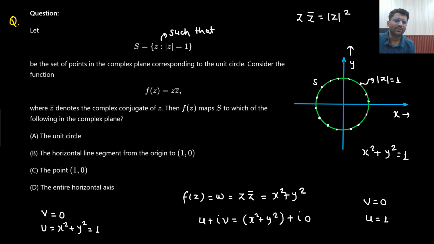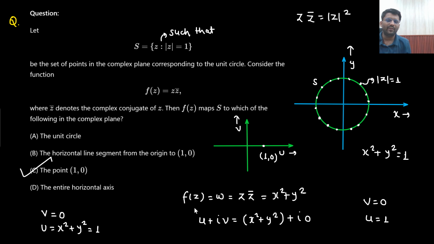That means it is a fixed value, no? So in the complex plane, how will you denote them? In our omega plane, this will be u and this will be v. The value of v is fixed, which is 0. The value of u is fixed, which is 1. So the value of u has to be 1 and the value of v has to be 0. So it will be the point (1, 0).